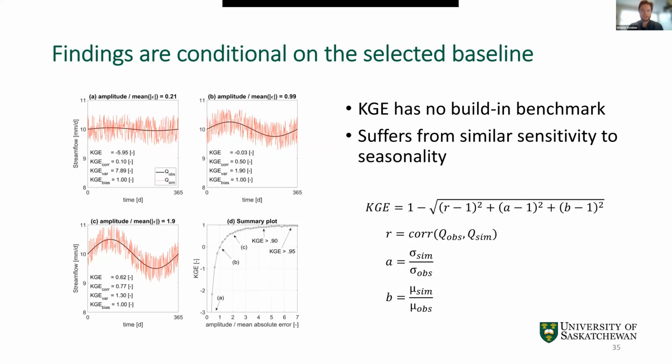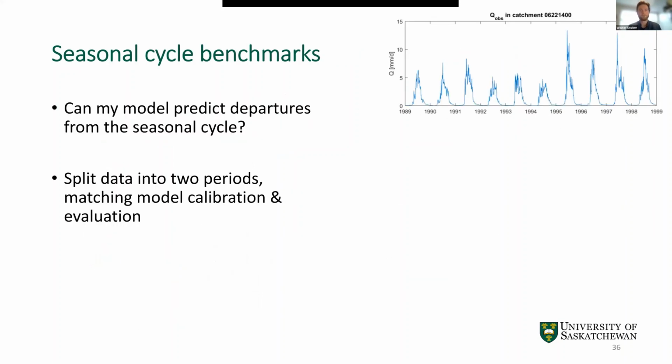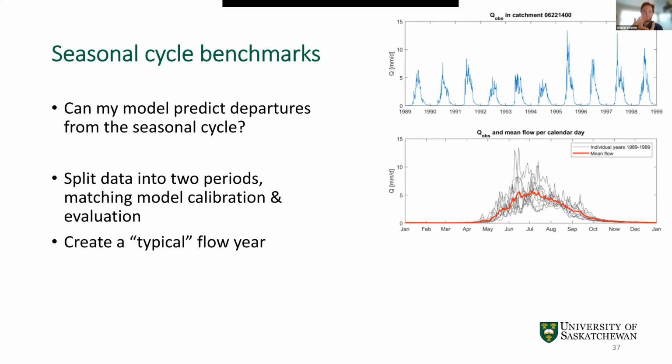So instead, what we try to do is the following. Try to answer the question, can my model predict departures from the seasonal cycle? We're not running our models at an annual time step, so maybe comparing it to a long-term benchmark isn't very helpful. So let's see what we can do when we compare it to a more short-term benchmark. So what we did is we took the calibration data for each catchment, put all these years one on top of another, as you can see here, and then for every single day, took the mean flow on that particular day. And this is what we call a typical flow year.